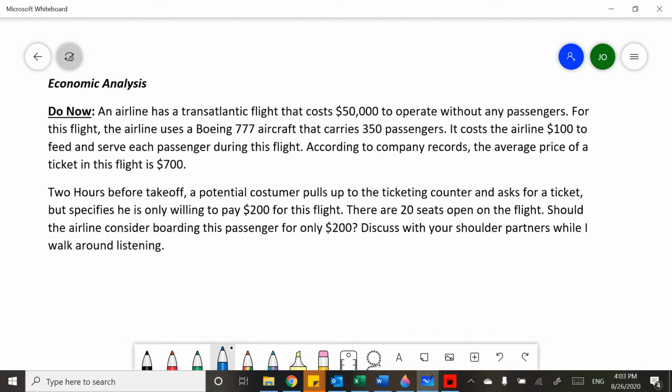In order to do that, we need to be able to distinguish relevant information from irrelevant information. So in this example, we have a bunch of numbers, right? Let's just go through the example. An airline has a transatlantic flight that cost $50,000. Then they give us information about the aircraft. It says it costs the airline $100 to feed and serve each passenger during this flight. According to company records, the average price of a ticket is $700. Two hours before takeoff, a potential customer pulls up to the ticketing counter and asks for a ticket, but specifies he is only willing to pay $200 for a flight.